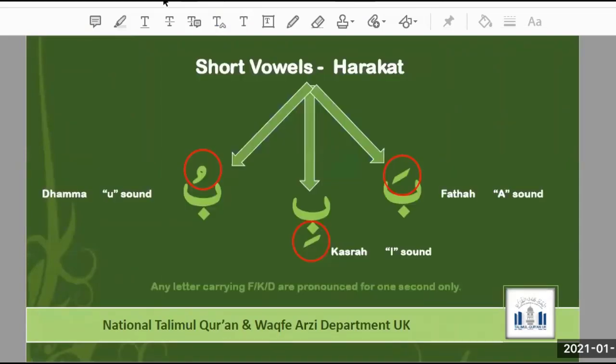Jazakumullah. Now we have also learned that there are three short vowels: fatha, kasra, and dhamma. This is fatha, this underneath is kasra, and this is dhamma. Fatha makes an a sound, kasra makes an e sound, and dhamma makes a u sound. Here this letter is ba. As soon as fatha comes on the letter ba, we will only say it for 1 second. Ba, bi, bu. These are the three short vowels. We should not prolong these for more than 1 second.